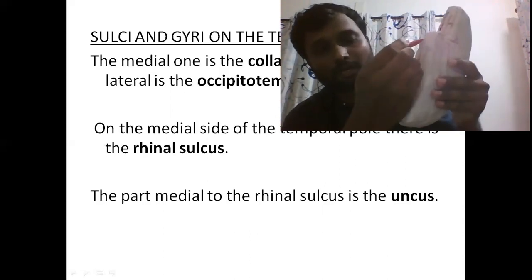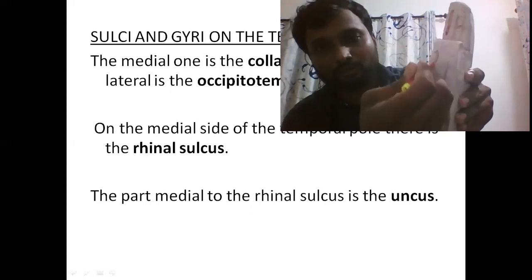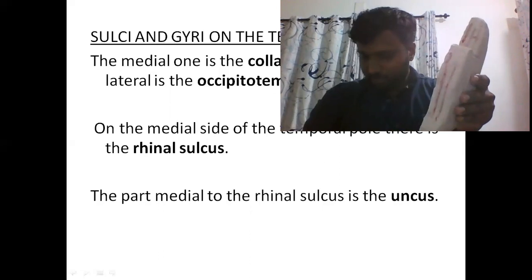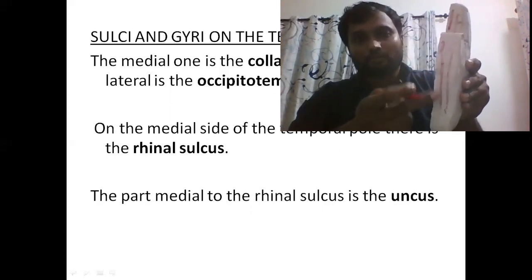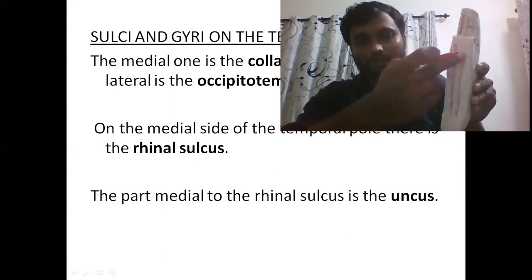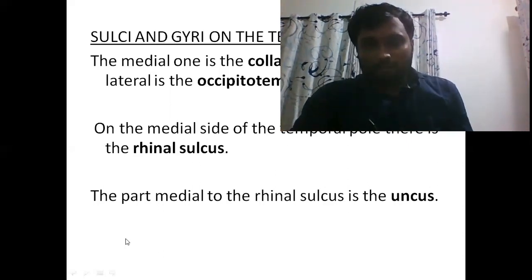Then towards the pole, see here, this small one. This is the rhinal sulcus. So rhinal sulcus is clear. Collateral sulcus is clear. Occipito-temporal sulcus is also clear. Okay, now what are the gyri?